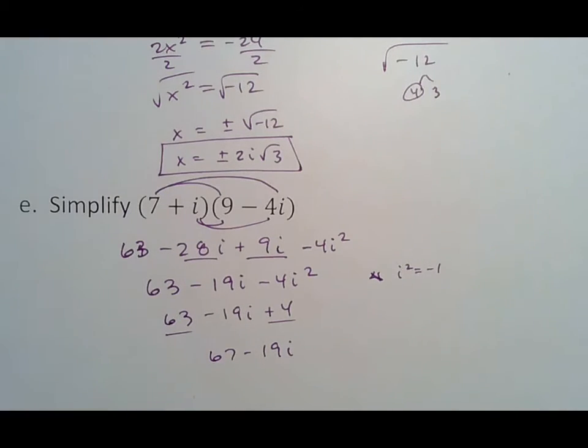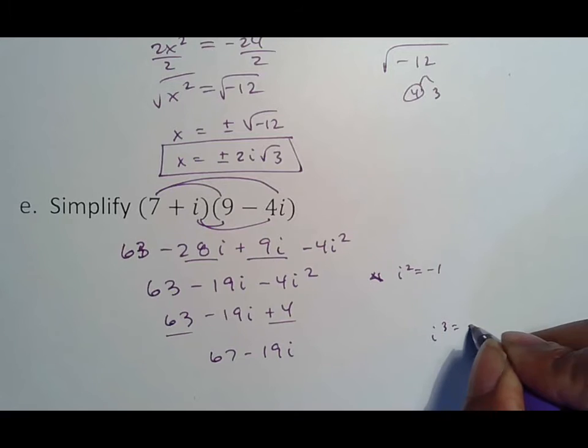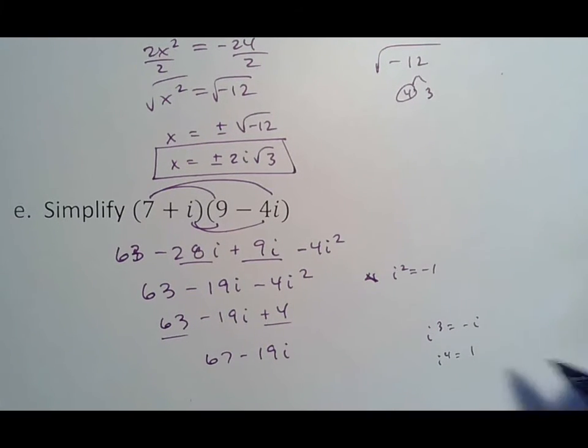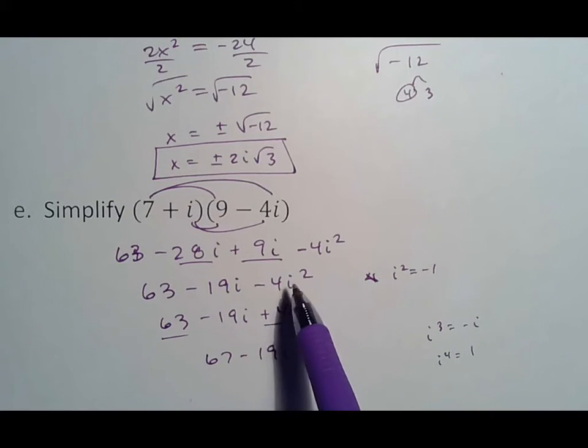The general rule with i, if you're talking imaginary numbers, is you should never have an i squared because that's negative 1. You should never have an i to the third because that's just a negative i. And you should never have an i to the fourth because that's 1. So you should never have an i with any power on it, and if you do, you must convert it and then simplify it even further if necessary.